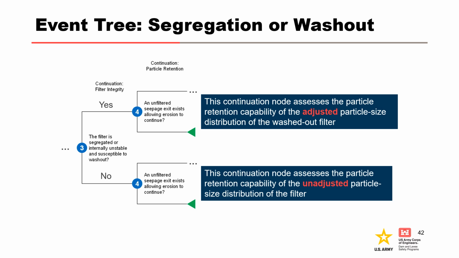This slide illustrates how the generic event tree can be adapted if the filter is susceptible to segregation or is internally unstable. In this example, a node was added to assess the likelihood of the filter being segregated or internally unstable. Given the filter is susceptible to segregation or internal instability, the next node assesses the likelihood of continuation based on the adjusted gradation as shown in the upper branches. Given that the filter is not susceptible to segregation or internal instability, the complementary next node assesses the likelihood of continuation for the stable filter and its unadjusted gradation as shown in the lower branches.